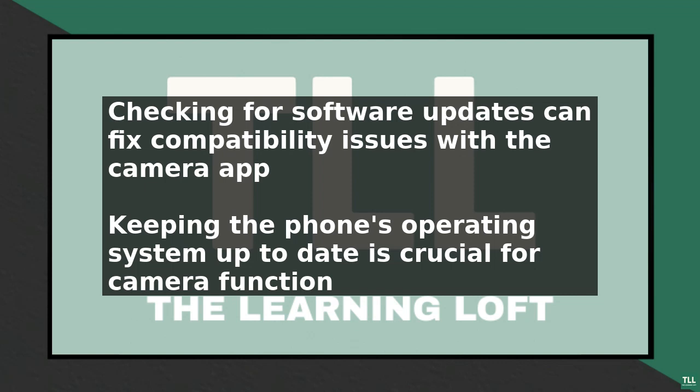If none of the above steps work, it is possible that the issue is hardware related. Inspect the camera lens for any signs of physical damage, such as cracks or scratches. If the lens is damaged, you may need to replace it or take your phone to an authorized service center for repair.